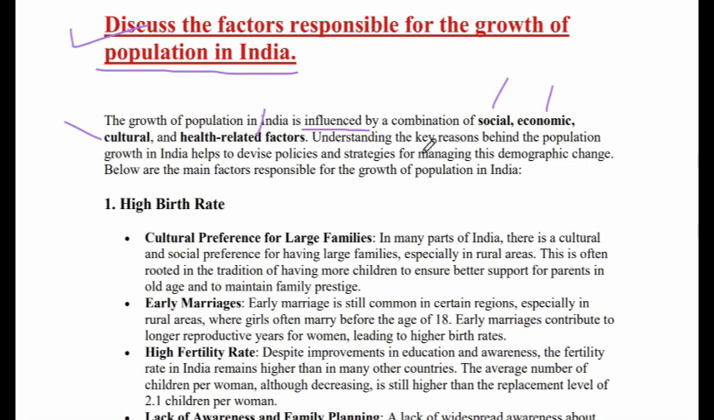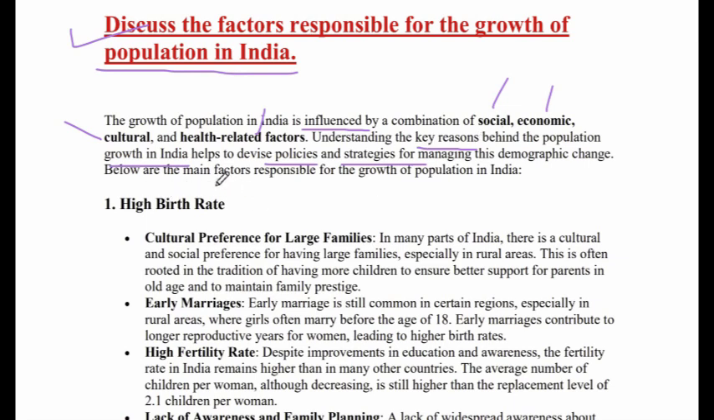The key reasons behind this population growth in India, if you understand them, will help in drafting policies and strategies for managing this demographic change. So, if you want to control the population or strategize something about the population, then we have to understand the key reasons for this growth.